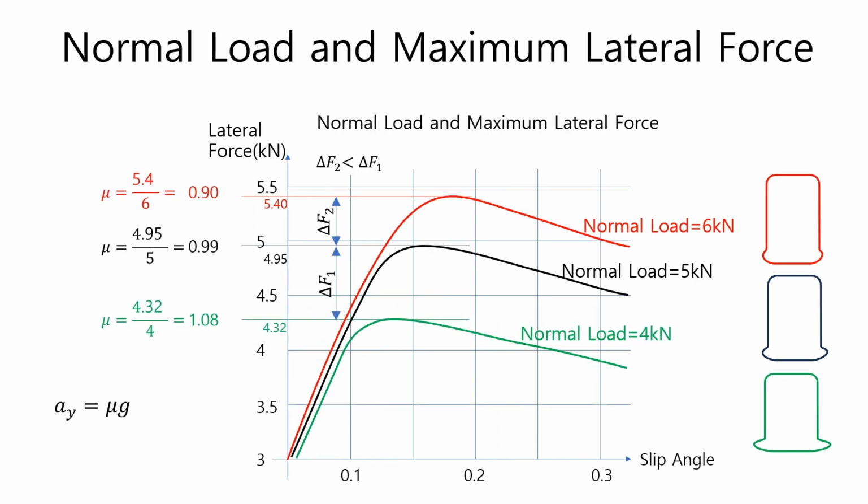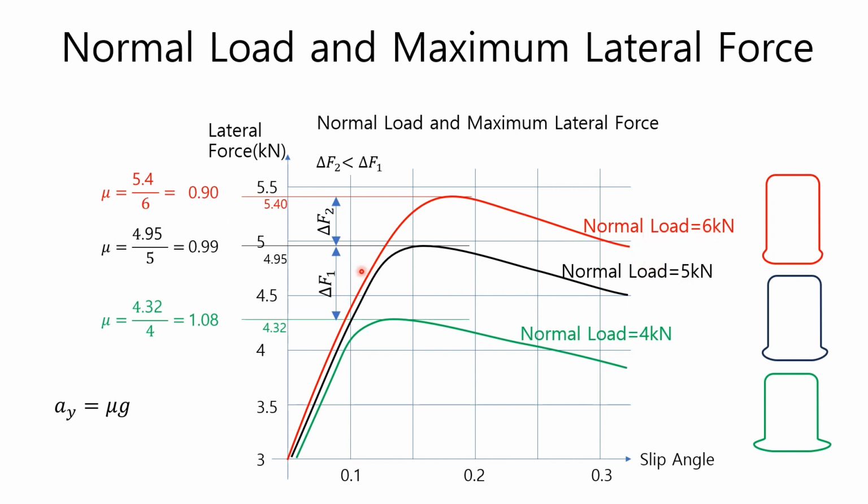What was explained above can also be explained using the relationship between normal load, maximum lateral force, and lateral acceleration. When measuring the maximum lateral force while increasing the normal load, it can be seen that the maximum lateral force does not increase proportionally with the increase in normal load, but increases at a rate smaller than the increase rate of the normal load. As shown in the figure, delta F2 is the maximum increase in lateral force when the normal load increases by 1 kN, from 5 kN to 6 kN.